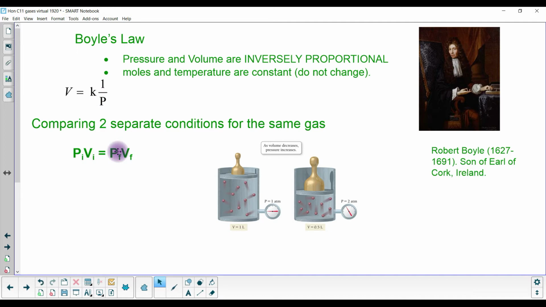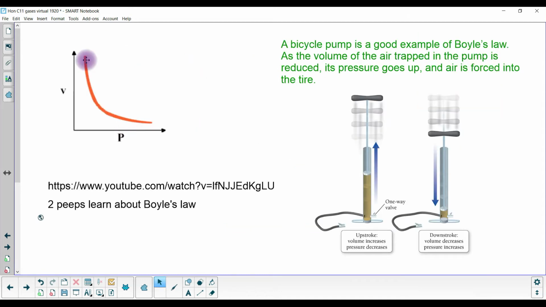What we are more concerned about is this form of Boyle's law. The initial pressure multiplied by the initial volume equals the final pressure multiplied by the final volume. This is a way to compare two separate situations for one gas. Looking at a graph, as the pressure increases, the volume decreases. This graph shows that it is an inverse relationship.